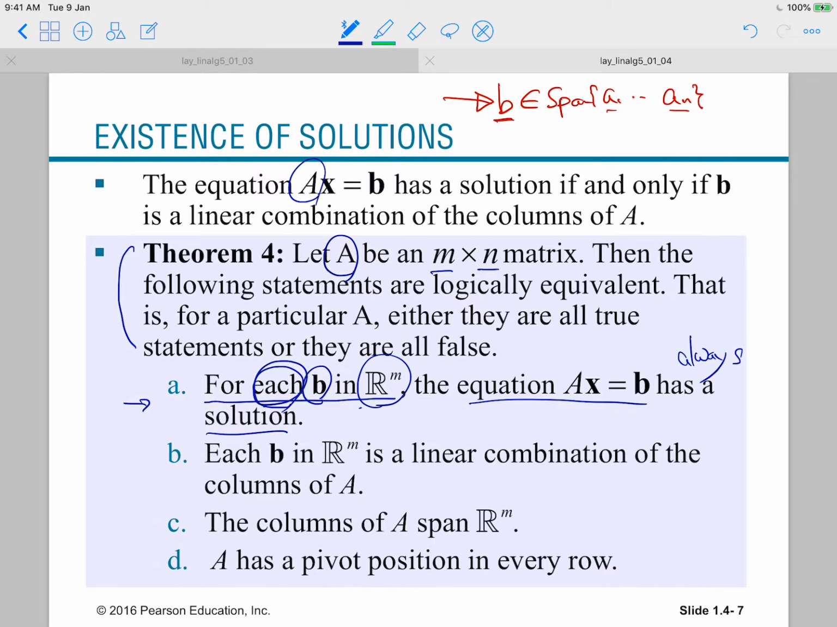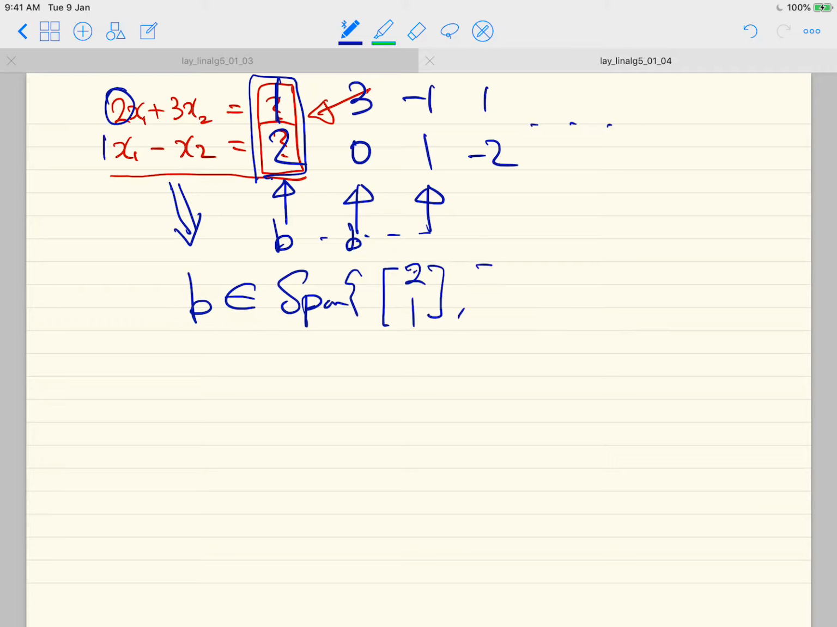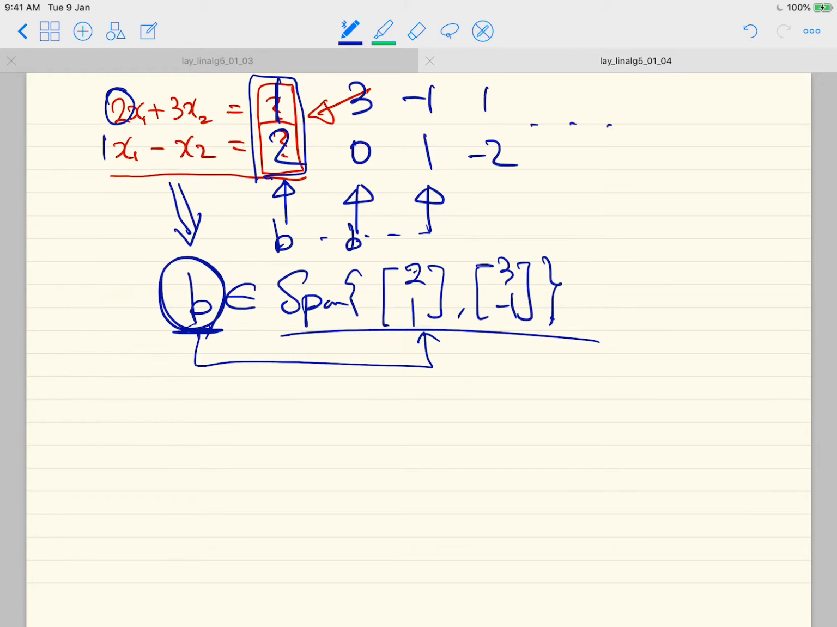Okay, and in this case, we know that for those vectors b to have a solution, this vector b should be inside the span of the two vectors. Here in this case, what will be the two vectors? It will be (2, 1) and (3, negative 1), right? So in this case, for any vector b, this vector is guaranteed to be in the span of these two vectors. And what does that mean? So collecting all the possible b's, okay?